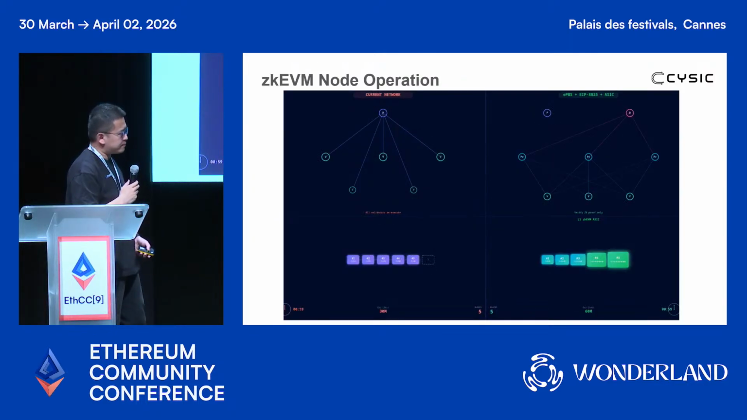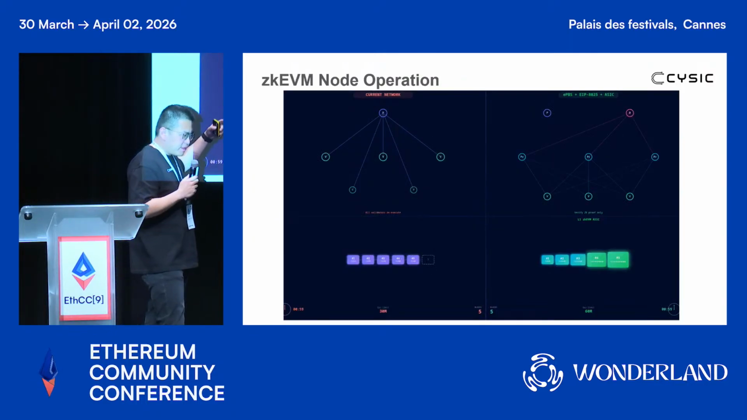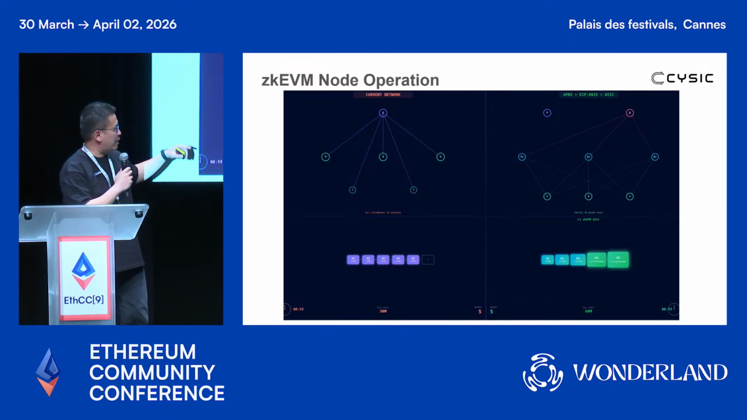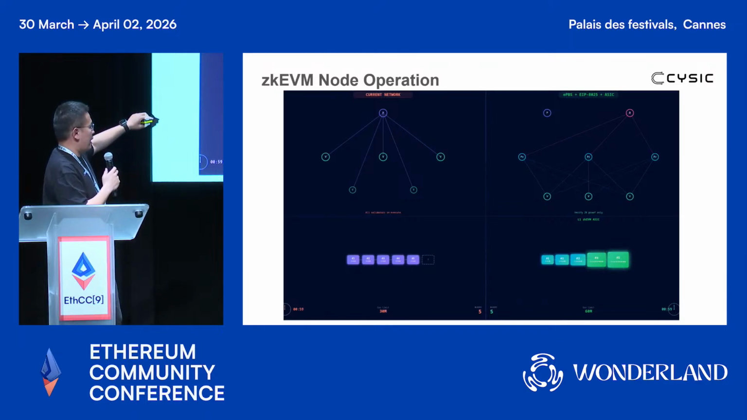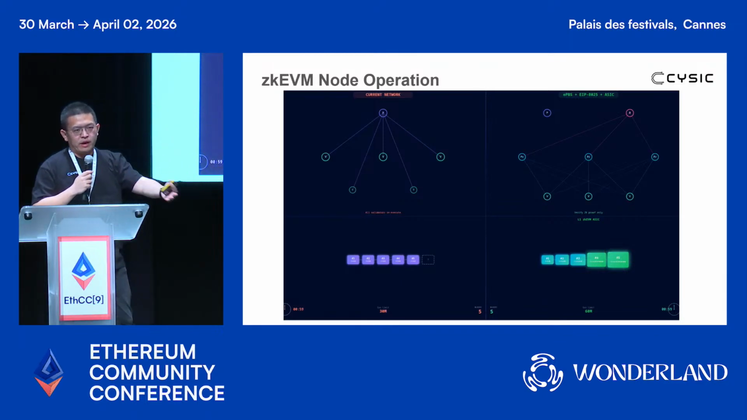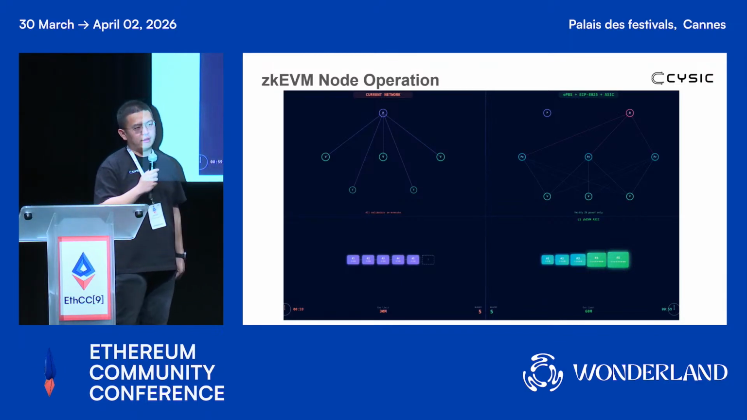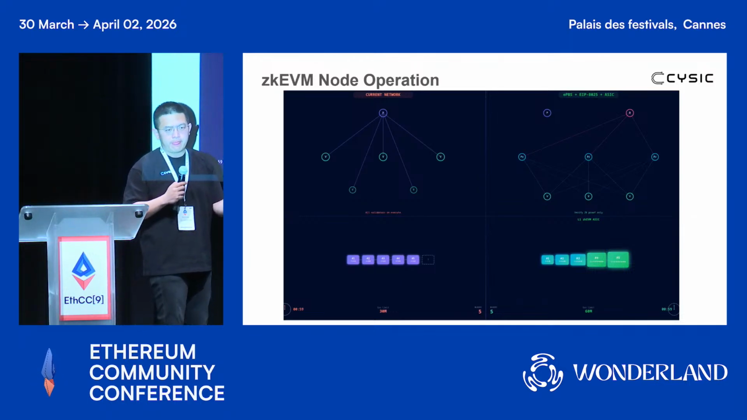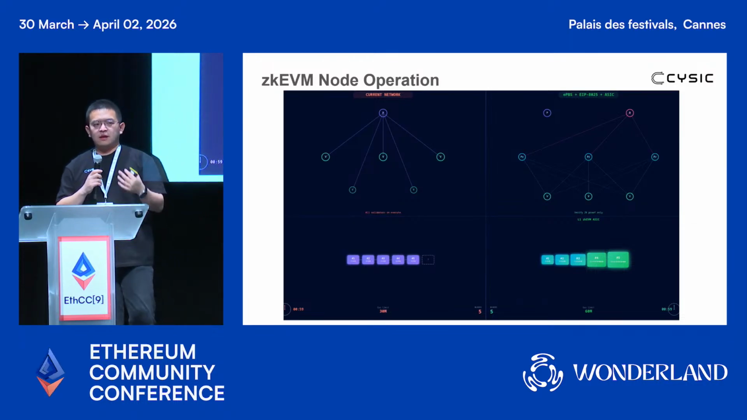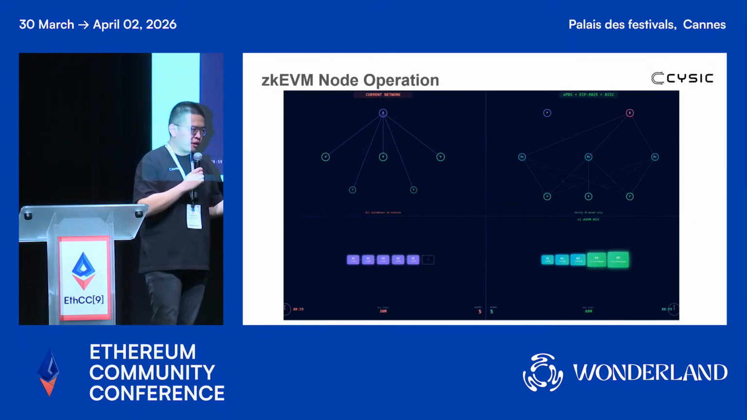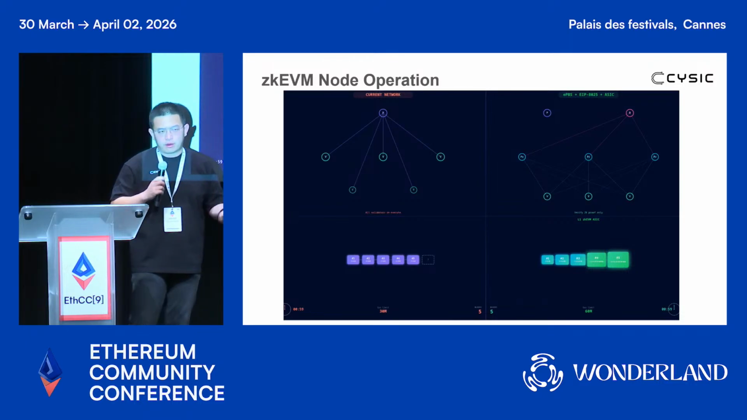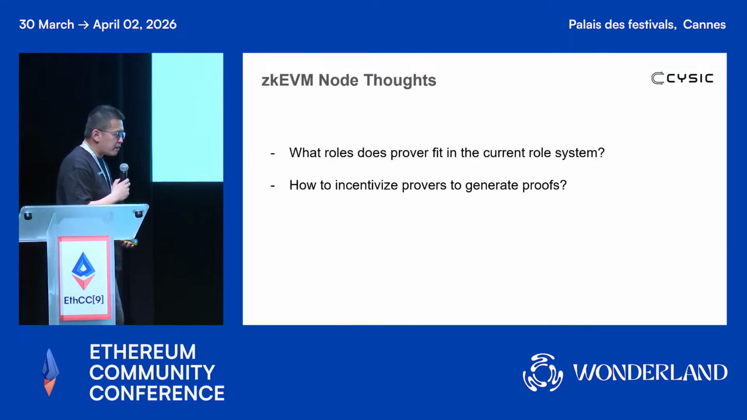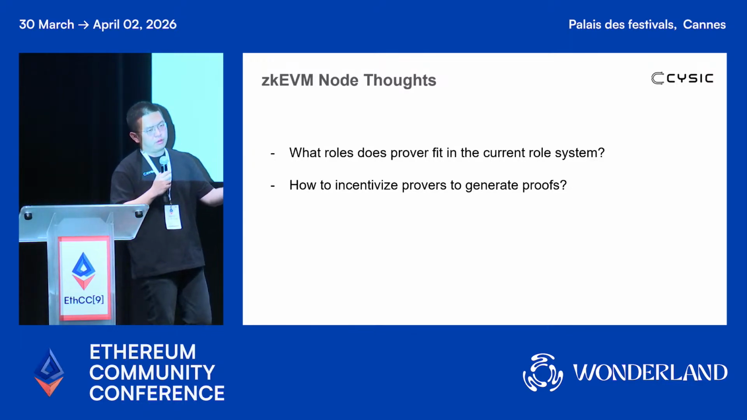Yeah, so this is how the ZK EVM node is supposed to work. It's supposed to be a demo, but I don't have time to show it. I guess the audience is very familiar with ZK EVM nodes, where instead of re-executing the blocks, you just need provers to generate proofs for the block. Then you just verify the block instead of re-executing it. But there are still some questions we need to think about.